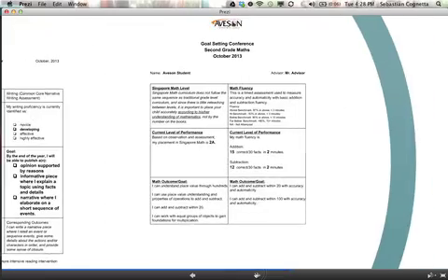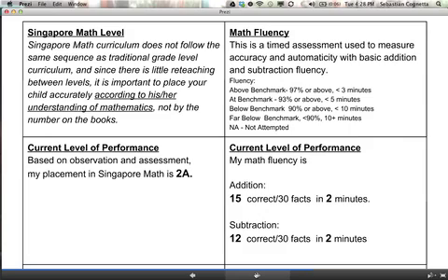In math, we have a similar document with a couple of differences, which I'll discuss now. As you know, we've adopted the Singapore math curriculum. The curriculum recommends that we give a placement test to help us identify what the right entry or starting point is for your child. That's discussed here. In this example, 2A is the right place to start for this child. We've also assessed fluency, which is how accurate and automatic your child is with basic operations. That information will also be shared.